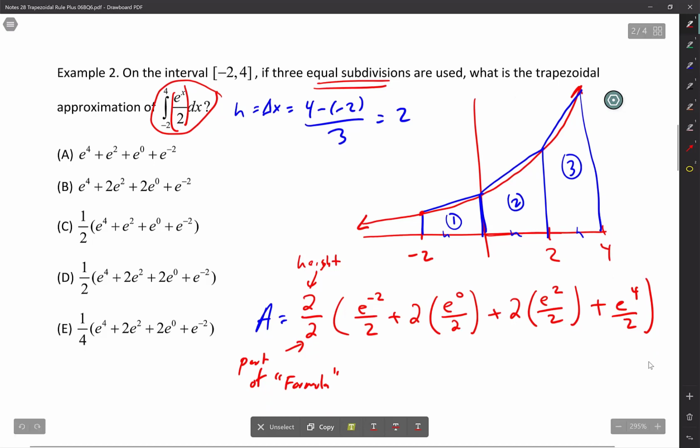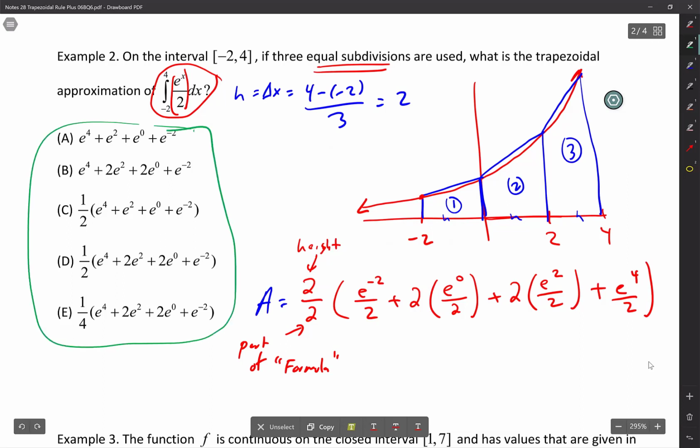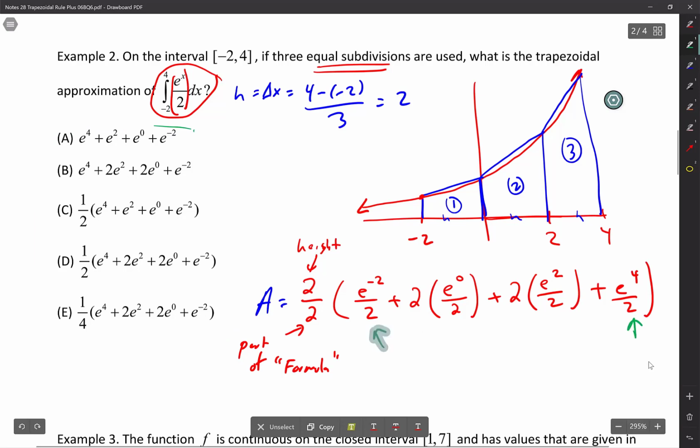I'm tempted to delete the 2's, guys. I'm tempted to cancel the 2 on the top and 2 on the bottom, but I'm not, because I noticed that none of these answer choices have a 2 in the bottom. If I were to cancel them out, I would have a 2 in the bottom here and here. So I'm going to factor out the halves, the 2's in the bottom.